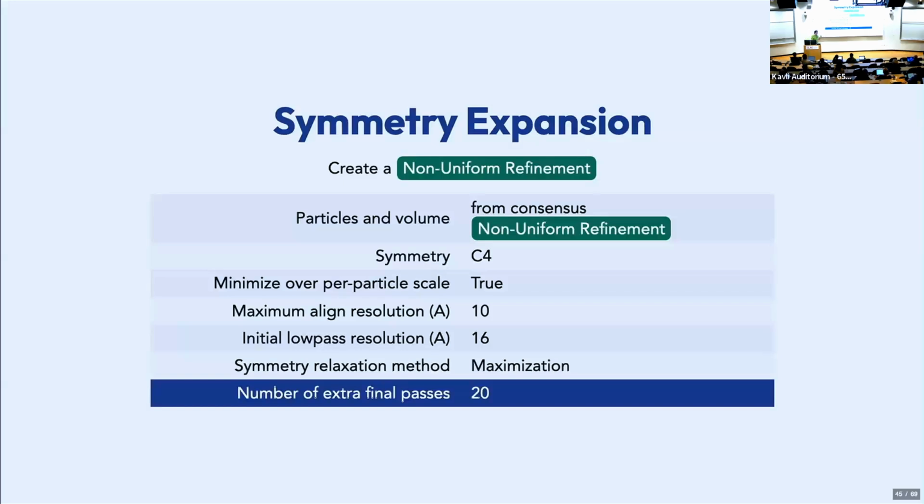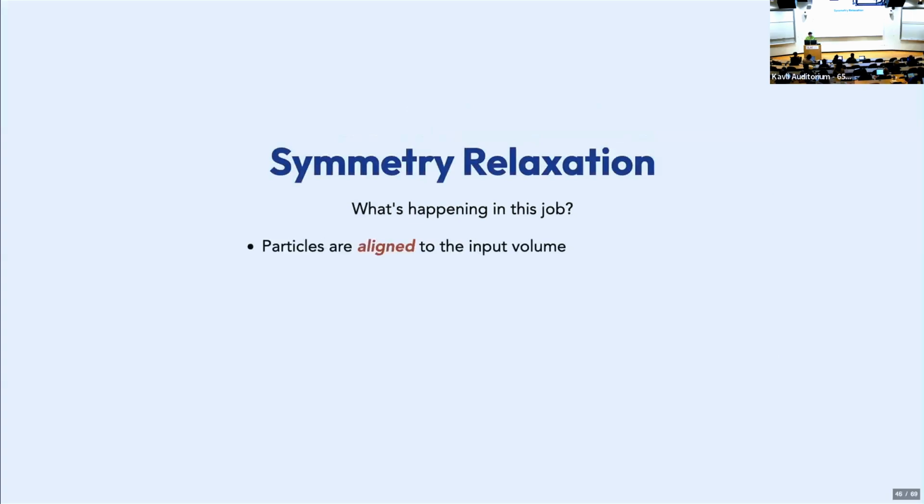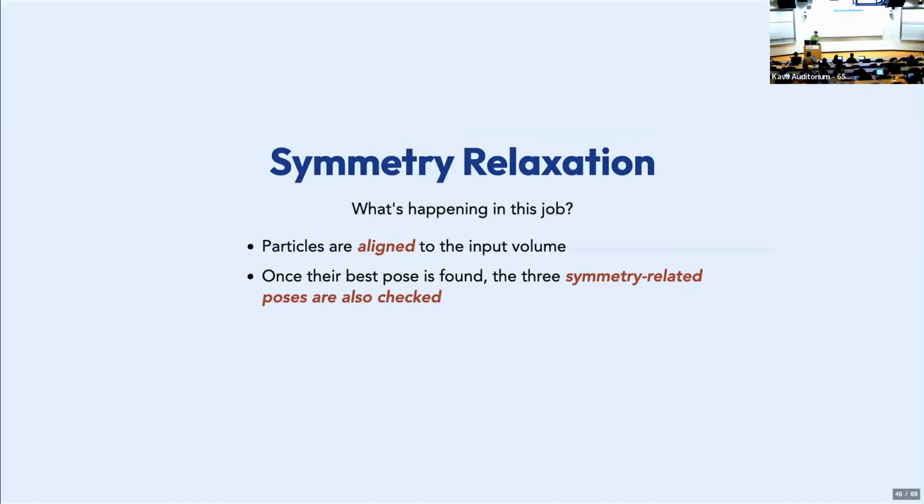And this is for the same reason as that first non-uniform refinement, where if we stop the refinement when it has converged, when the GSFSC has stopped improving, we may not have finished breaking the pseudosymmetry, right? So there's kind of 2 things happening, but we can only really track the resolution. So we're going to give a bunch of extra final passes just to be sure we have finished breaking pseudosymmetry. So in this job, we are aligning the input volume. Once the best is found, we're also checking the 3 symmetry-related poses. The best of those poses, and only the best of those poses, is used in the next iteration's volume. So the difference here is if we were enforcing symmetry, we'd use all 4 of the symmetry-related poses. With symmetry relaxation, we are using only the best one.